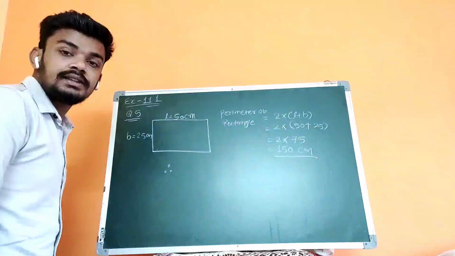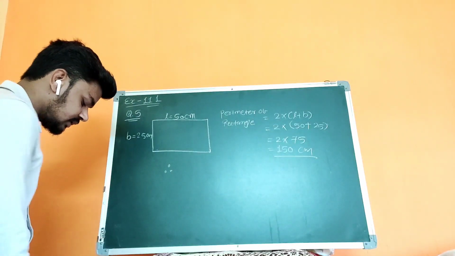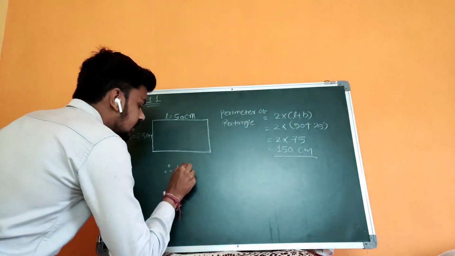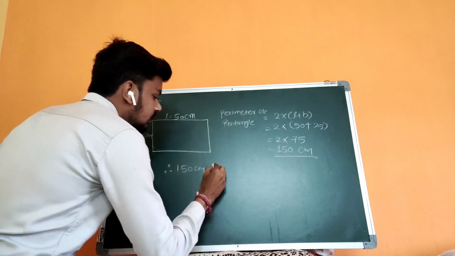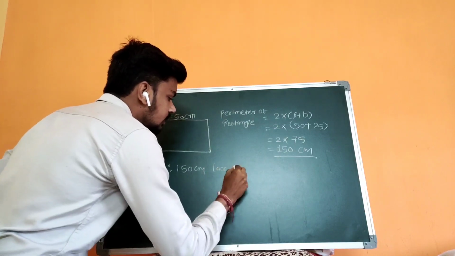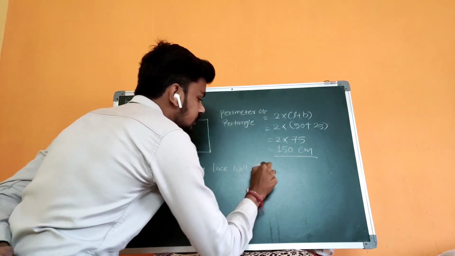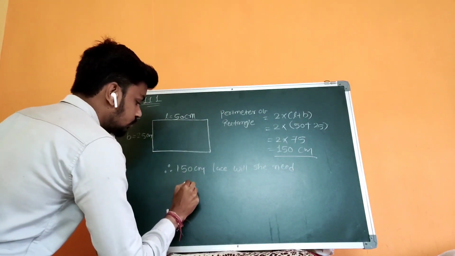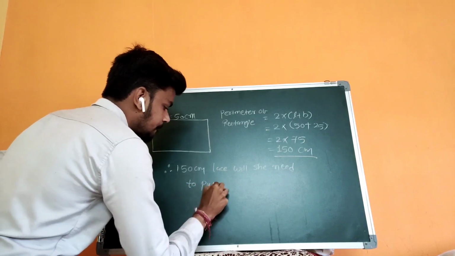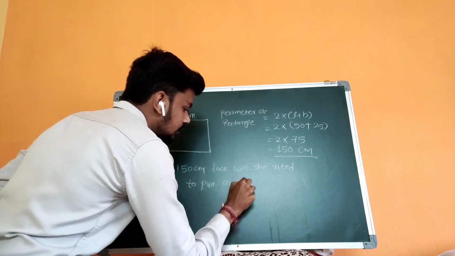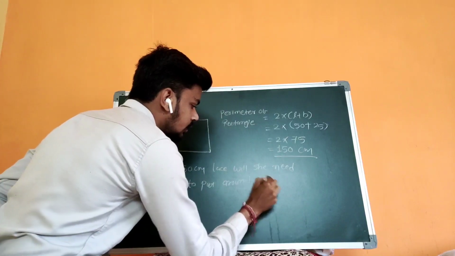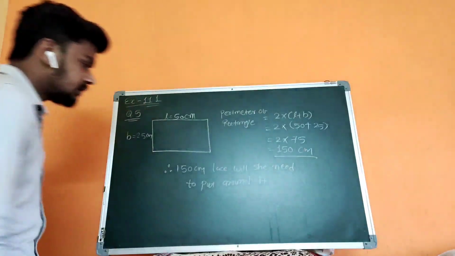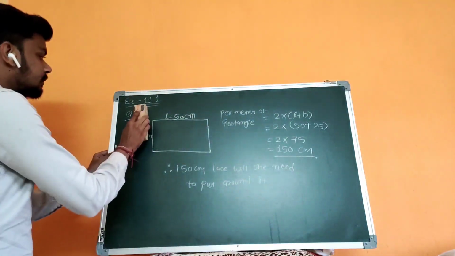Okay, now we have to write the final answer in statement form. Just as they asked, the same way we have to give the answer. How much lace will she need to put around it? So we'll write it like that: 150 centimeter lace will she need to put around it. Okay, done? Understood? Okay, next question number 6.